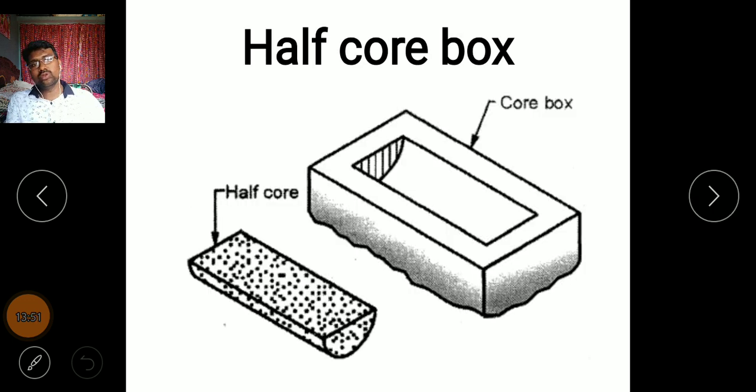Suppose we have to manufacture a cylindrical core. For a cylindrical shape core, we cannot make it in a single step. For that case, we have to prepare a half core, and then we have to prepare another one. We have to cement both, attaching them by using some cementing process. We have to prepare the cylindrical core. It is known as the half core box.